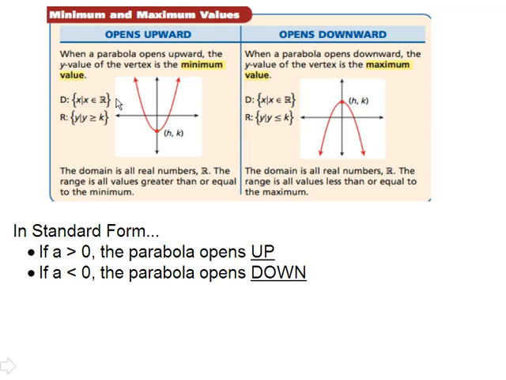And we also want to talk about domain and range. Domain will always be real numbers, whether we have a maximum point or a minimum point. And the range depends on if it opens up or down. If it opens up, then our range will be numbers greater than or equal to the k value of our vertex. If it opens down, the range will be y values less than or equal to our k value.